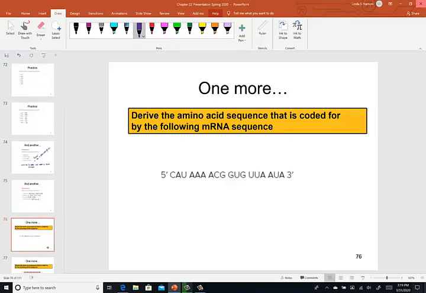How about one more? Derive the amino acid sequence that is coded for the following messenger RNA. Now, what does that mean? There are three codes, aren't there? Every three letters represents a codon giving me the identity of a specific amino acid. So as I go through and highlight every three letters, I'm giving you what's called a codon. And I want you to tell me what is the amino acid sequence that we're going to read as we create the protein. Pause your video, go back into your chart, and read the sequence, telling me what is the amino acid protein synthesis sequence. Pause, come back when ready.